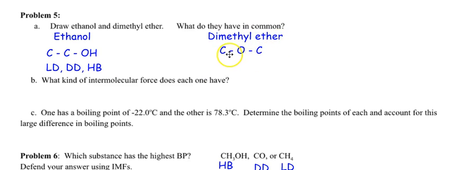Now dimethyl ether always has London dispersion, okay? It has dipole because this is not a linear molecule. If you remember, there's 2 lone pairs on oxygen, making it bent. Therefore, there's a region of partial positive and partial negative on dimethyl ether, making it dipole. But is there a hydrogen directly attached to the oxygen? The answer is no. So this one has London dispersion and dipole. So one of these has a boiling point of -22 and the other one is 78. So which one is which? Okay, think about it, and when you're done, come back.